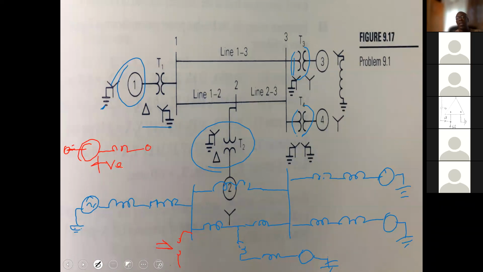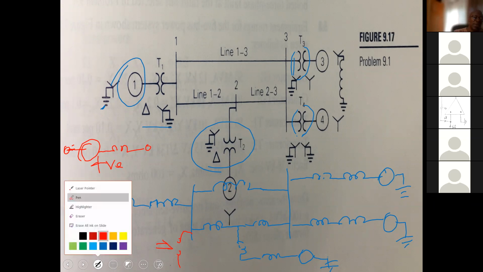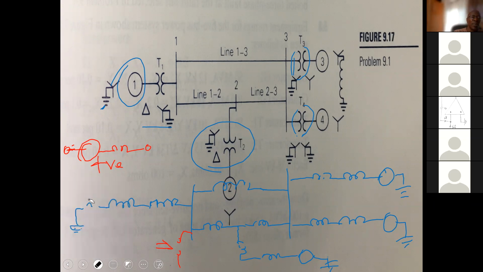For your negative sequence, as I said before, the negative sequence would look just like your positive sequence. The only difference is that for your negative sequence, those will disappear. So that's your negative sequence. Again, you'll be looking into the fault point.